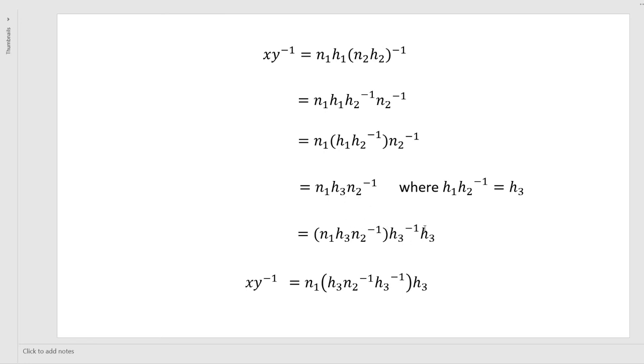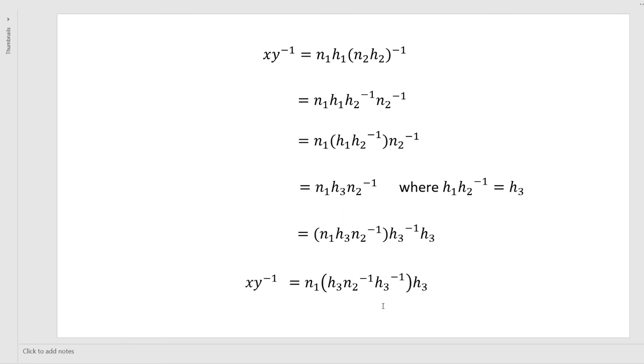Next, I multiply here H3 inverse into H3. There is no change for this one because this is the inverse of this. Multiplying these, we get the identity element and the value doesn't change. Again, I group the terms: N1 of H3 into N2 inverse into H3 inverse, and H3.